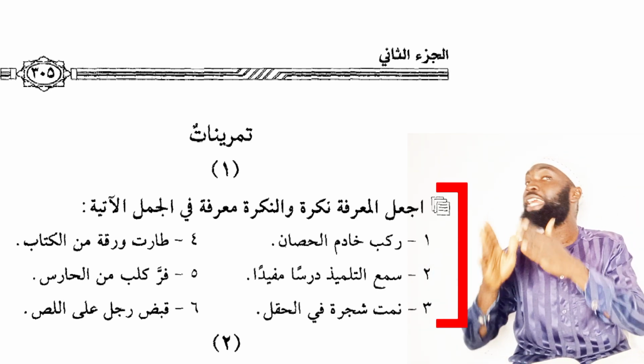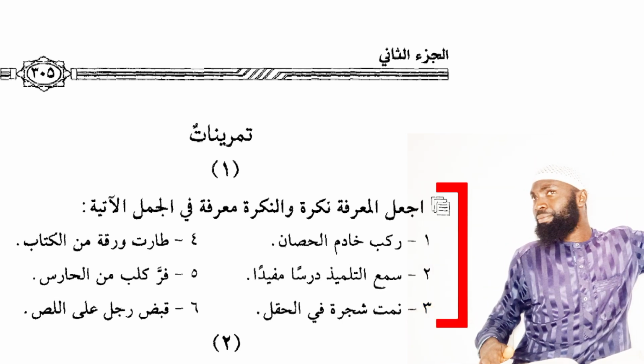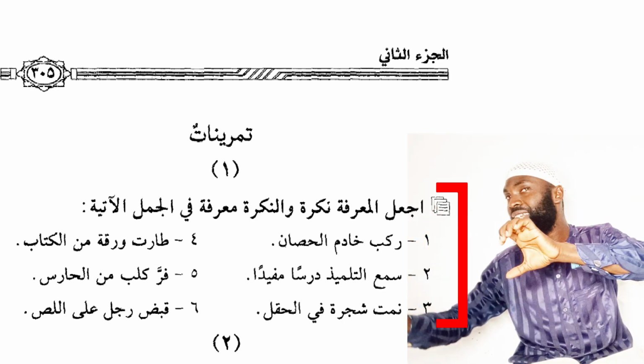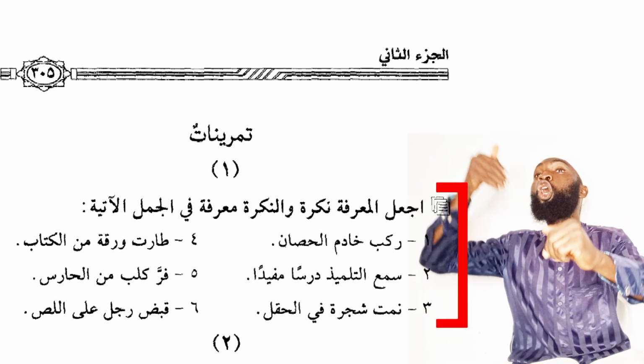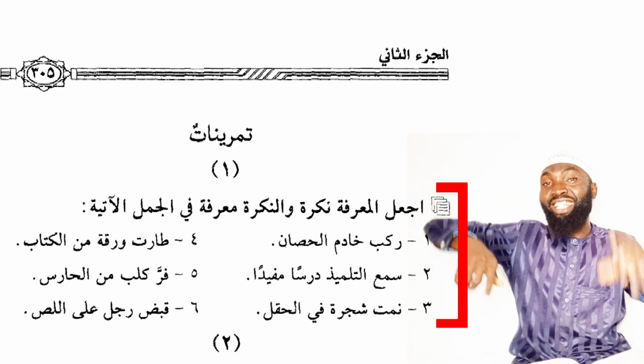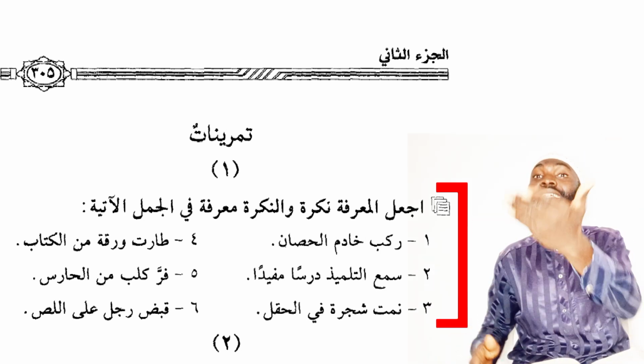First it was rakiba khadimun al-hisana. A servant rode the horse. Now here a servant is unspecific, al-hisan is specific. To change it we say rakiba al-khadimu hisanan. The servant rode a horse. Now the horse is unspecific, while the servant is specific.